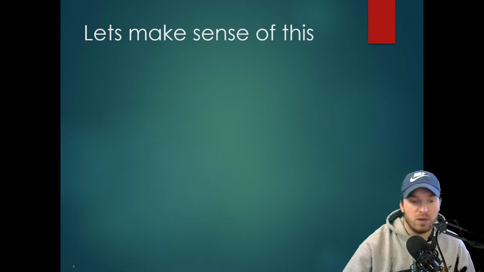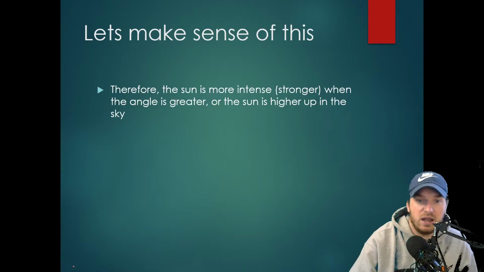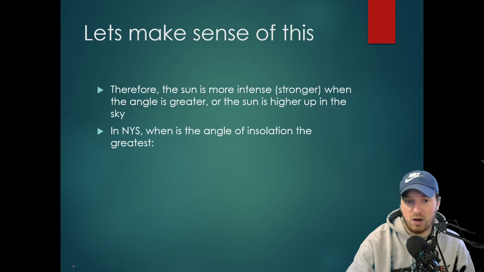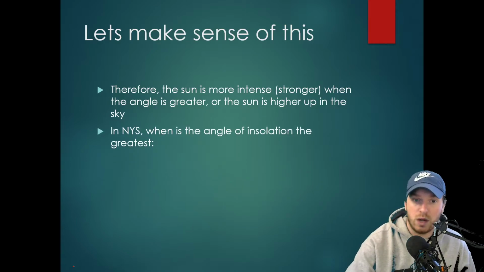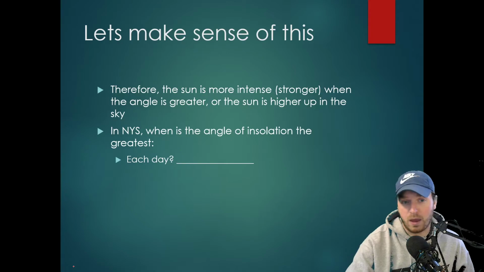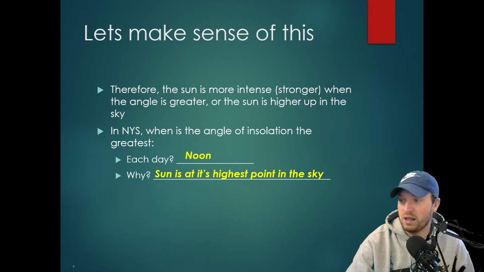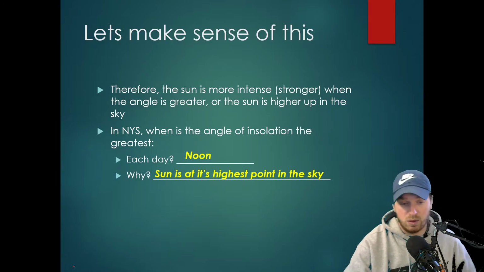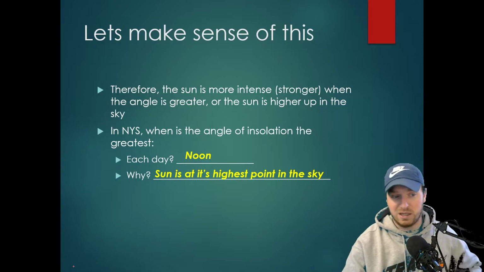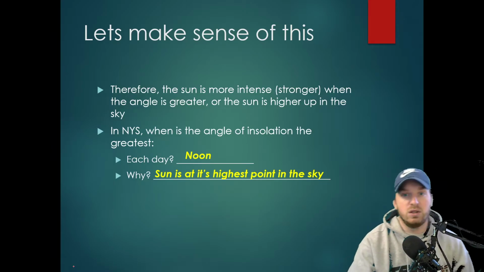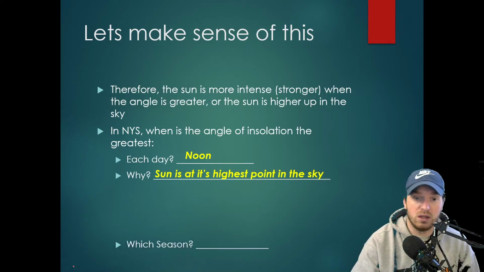So this goes into the idea that the angle that is greater, the angle that is more direct, means that the sun is higher up in the sky, and that gives us more direct rays of sunshine. In New York State, when is the angle of insolation the greatest? Each day it's the greatest at noon. And why? It's because the sun is at the highest point in the sky then, which also means that noon is when we have the most direct rays of sunlight, which is, if you're wearing sunscreen, the time to be wearing it the most.